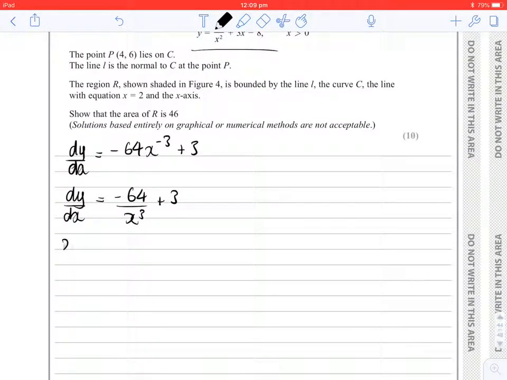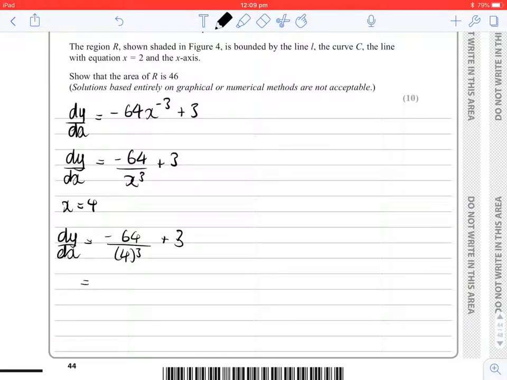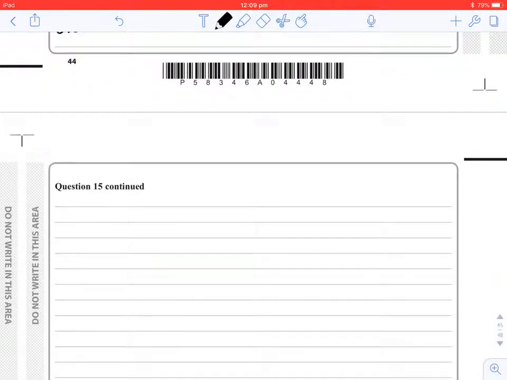Now we know at that point x is equal to 4. So dy dx is minus 64 over 4 cubed, add 3. That is minus 1, add 3, so dy dx is equal to positive 2. If that is equal to positive 2, the gradient of the line L has to be the negative reciprocal, which is minus a half. So the gradient of L is minus half, and it goes through the point 4, 6, because that is the coordinate of P.